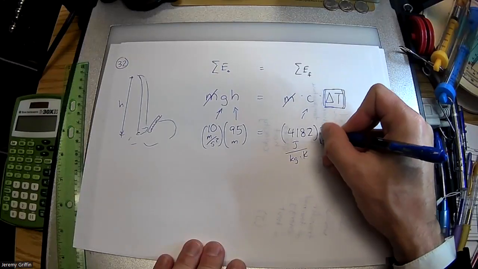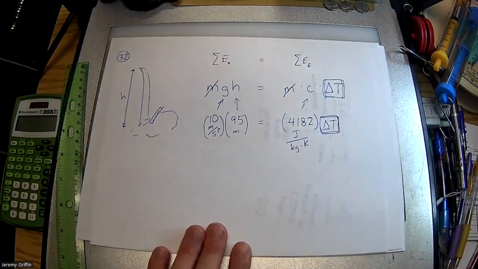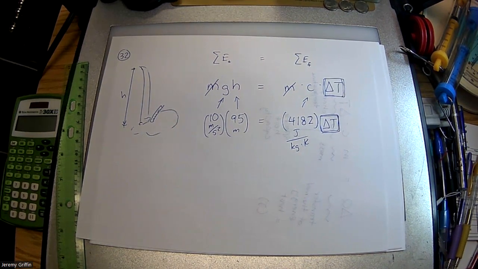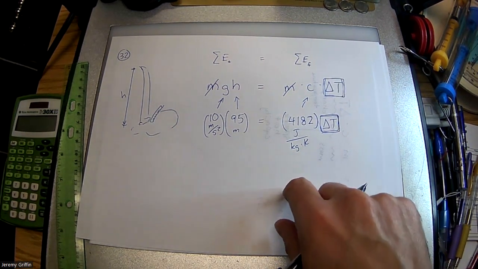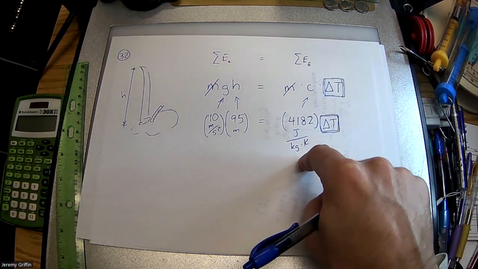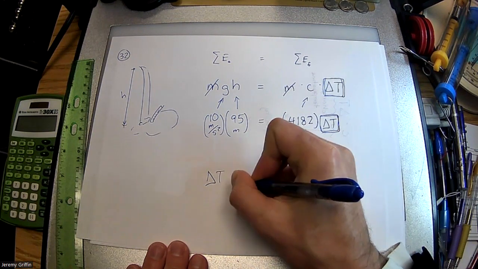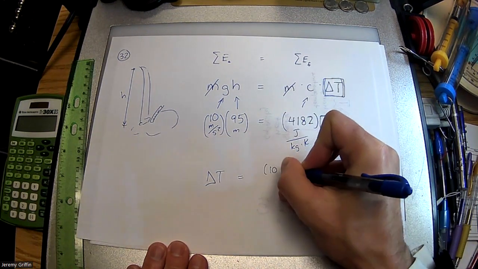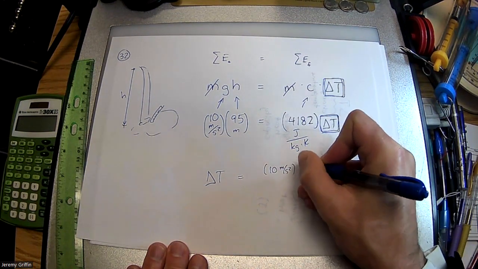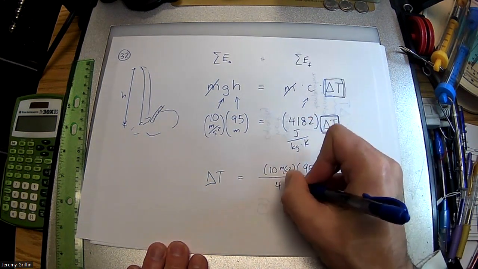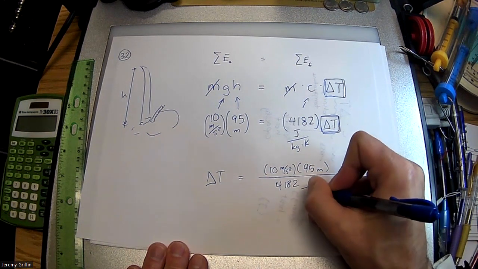What is the change in temperature of the water? How much is the temperature going to rise due to the splash from that waterfall? You guys see the one algebra step to finish this off? I'm just going to divide by the specific heat capacity of water. So the change in temperature of the water is 10 meters per second squared times the 95 meter tall waterfall, all divided by 4,182 joules per kilogram Kelvin.